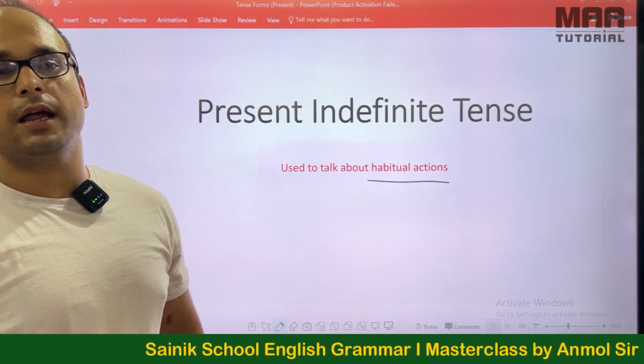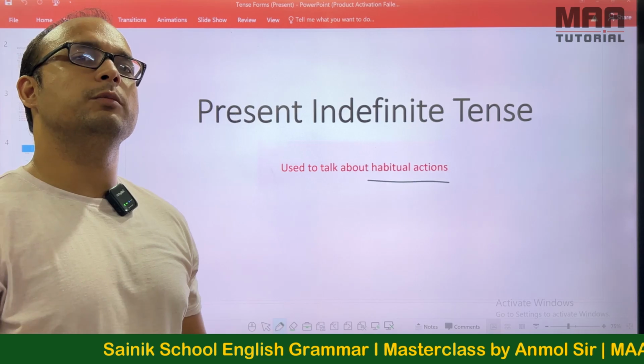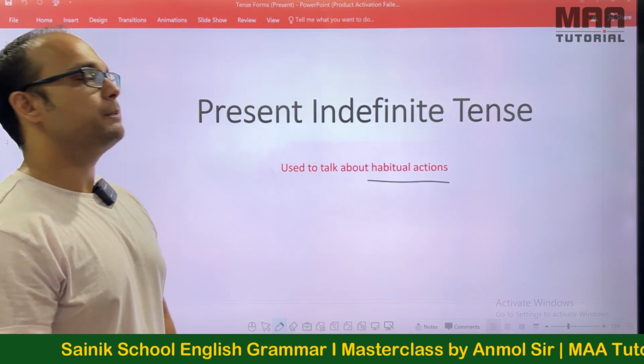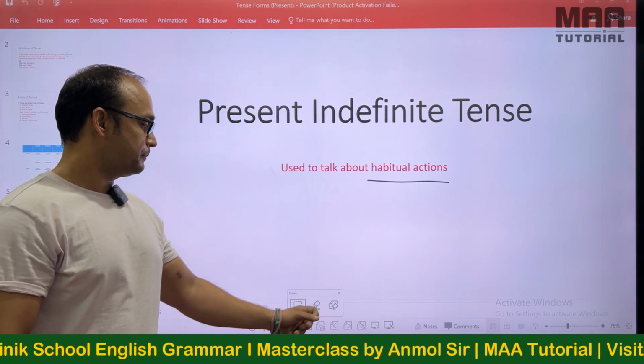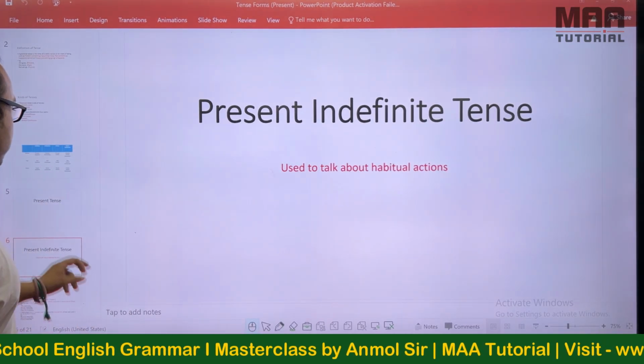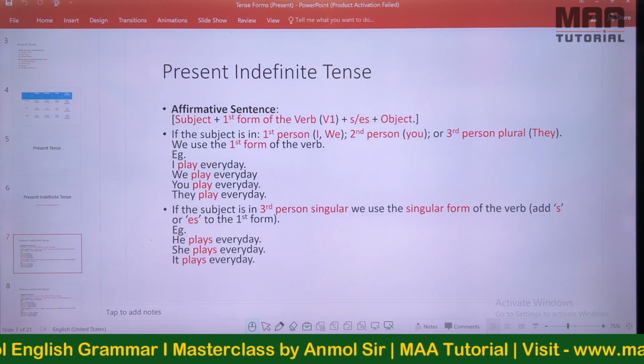I play cricket every day. I teach every day. I go to the movies every Sunday. So all of this is simple present. It is talking about a habit, something that usually happens. Karte hain. What is the Hindi translation of this? Karte hain. See some examples.